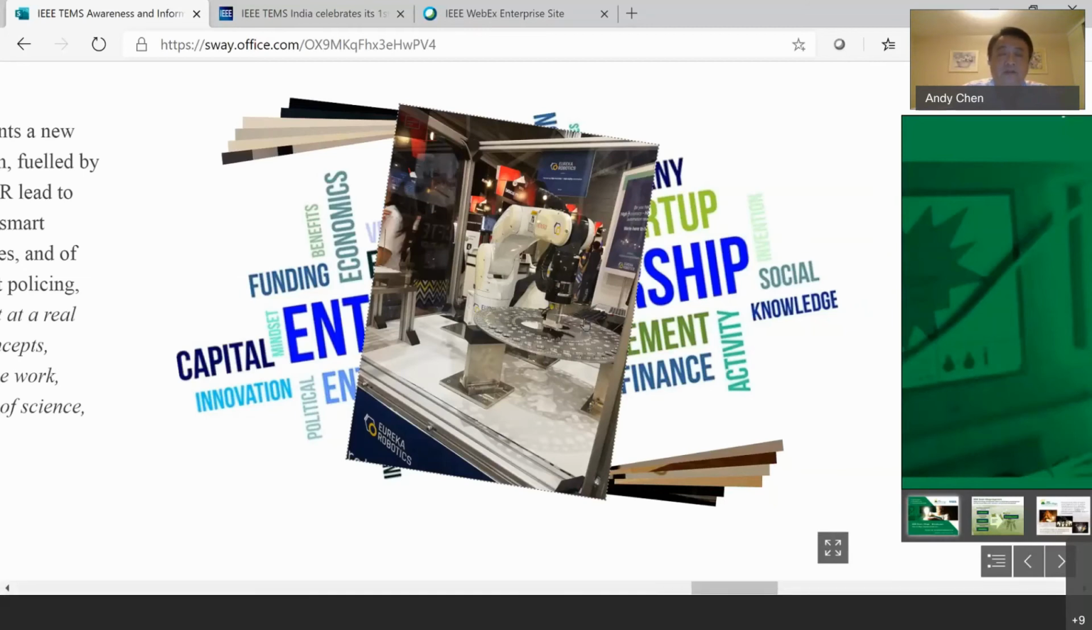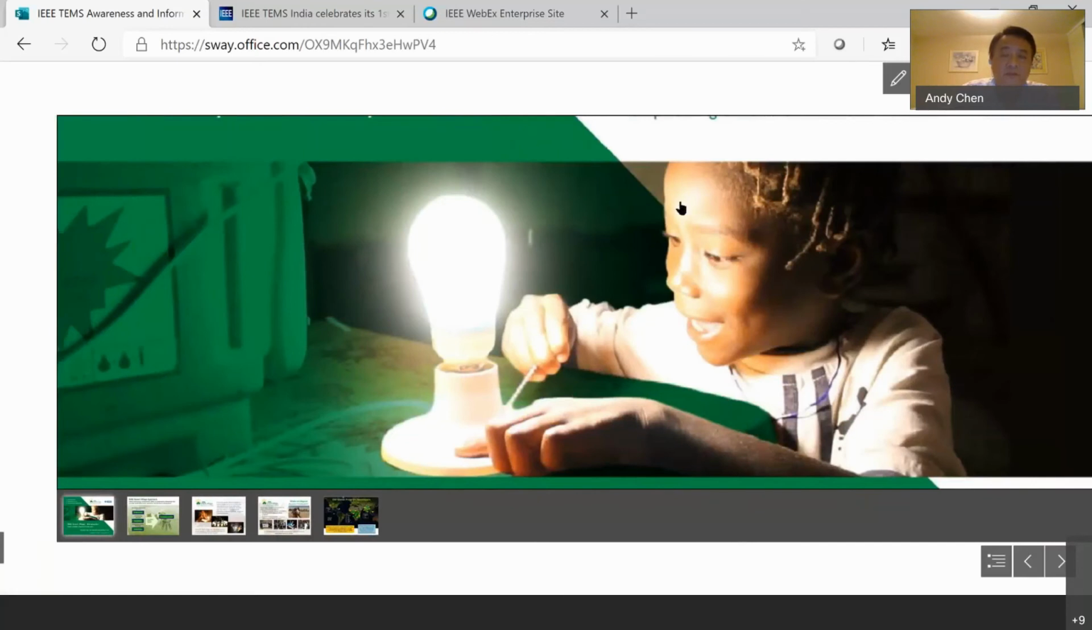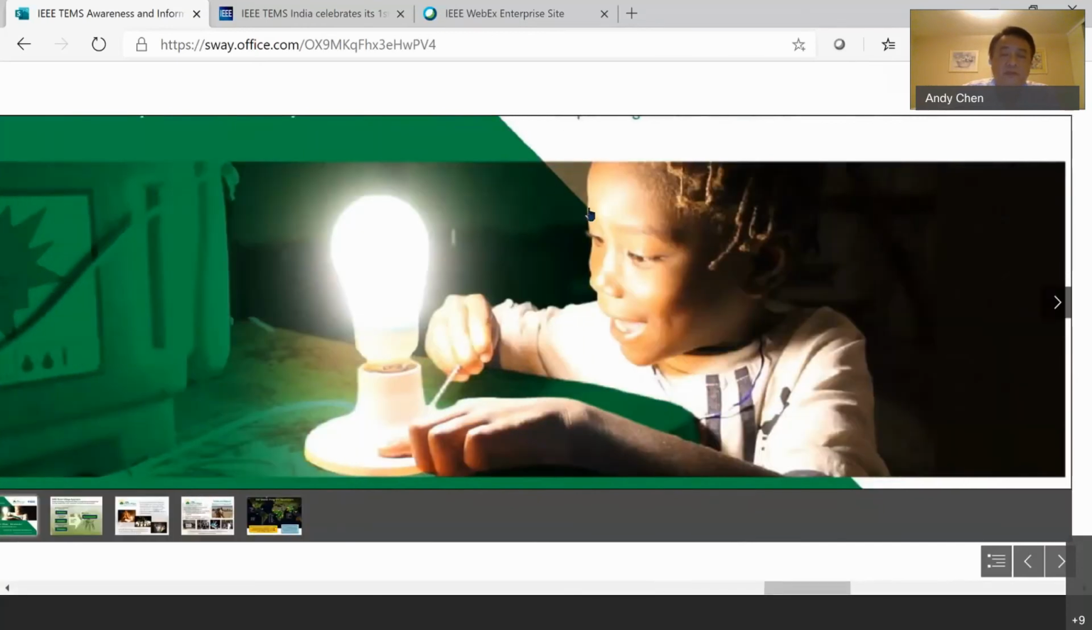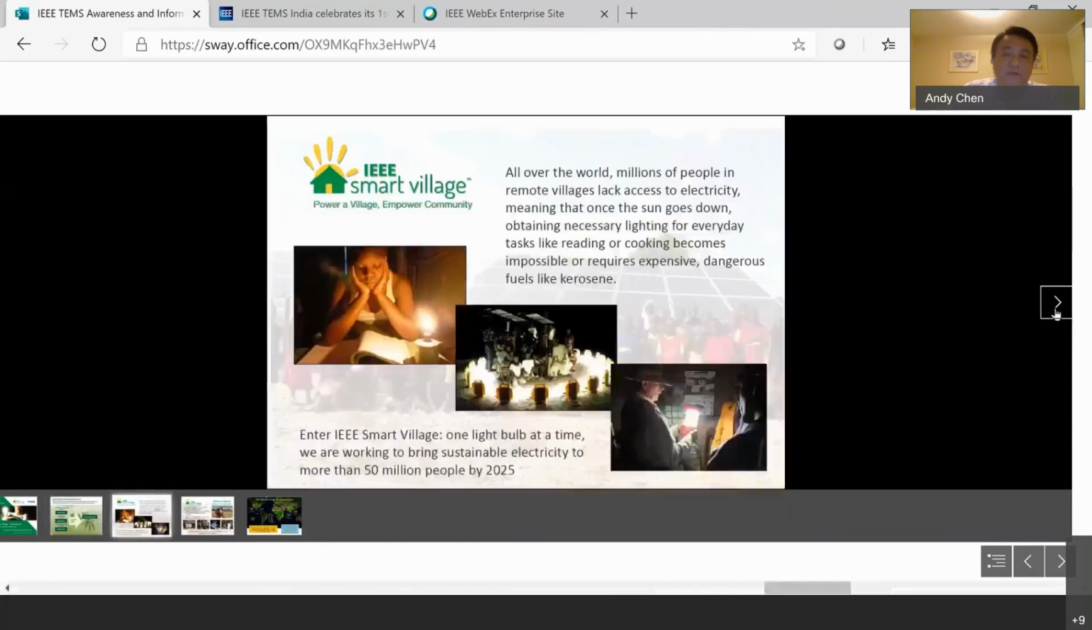So it was very well attended, and it's cooperating with the Singapore government. At the other extreme, we also focus on the developing world. We partner with IEEE Smart Villages, which has projects to bring electricity and technologies to areas that are being developed in third world countries. We have many projects, and we collaborate with them. Our strength is in enterprise and education. Those are two areas that we contribute significantly to with ISV. We try to create entrepreneurship so that they can create employment and sustain their business in electricity and education.